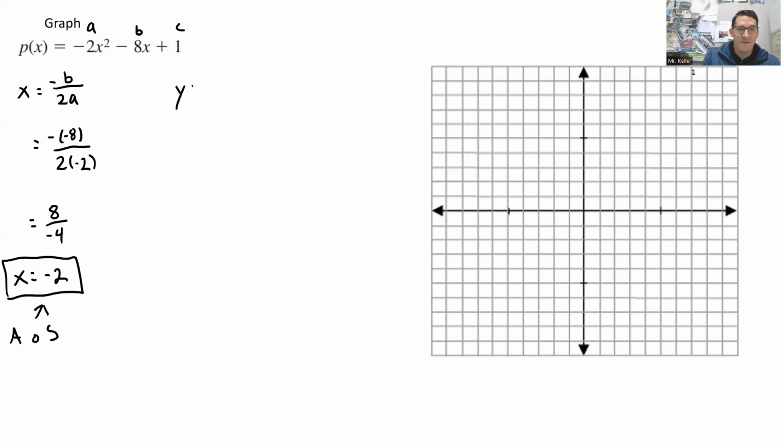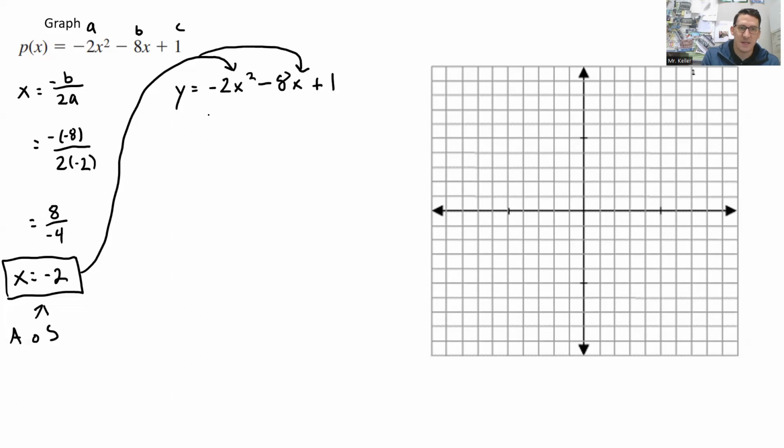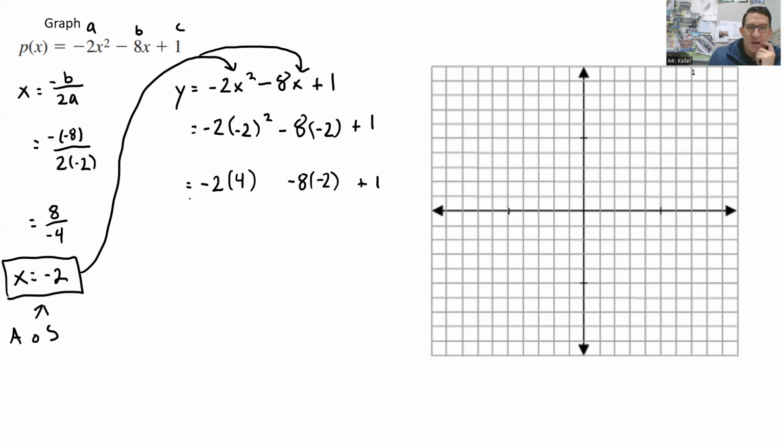I need to find the y value of my vertex now. And again, to find the y value, you take the x you just found, that axis of symmetry, and it's going to get put in for the x's here. So it's going to be negative 2 times x squared, minus 8x plus 1. So x is negative 2. We got a lot of negatives here, so we have to be careful. So negative 2 squared is positive 4, minus 8 times negative 2, plus 1.